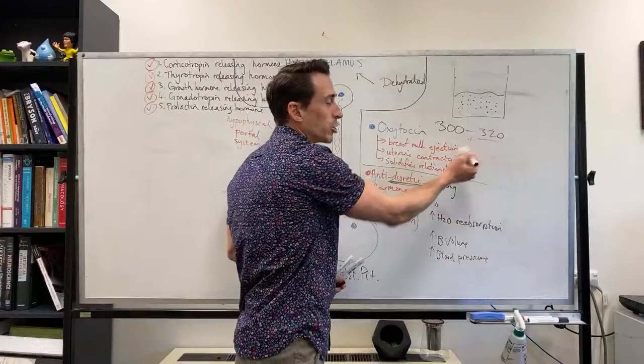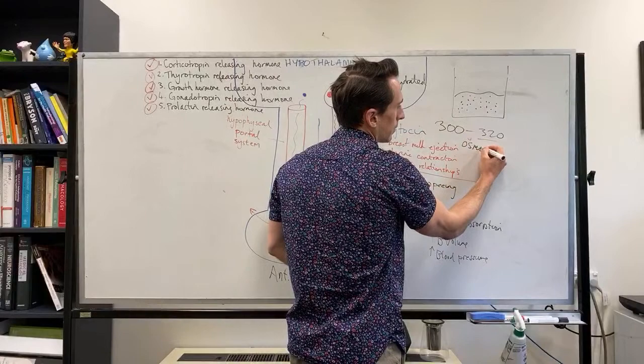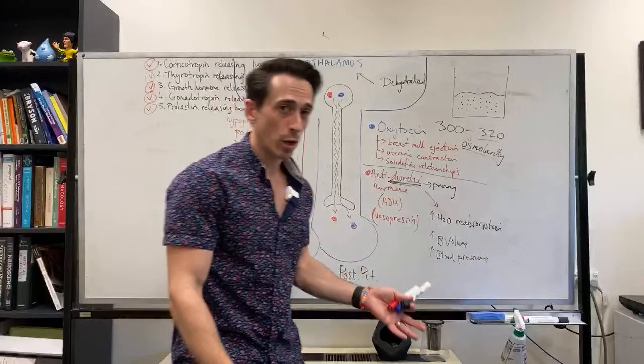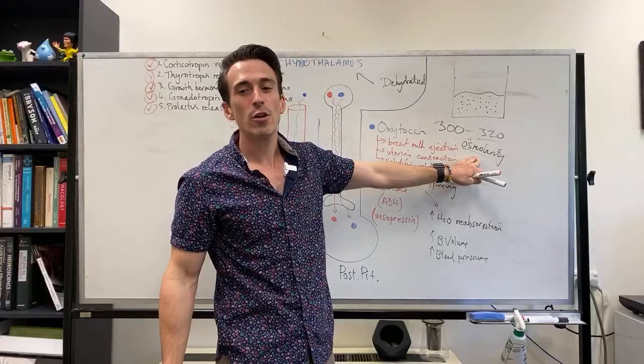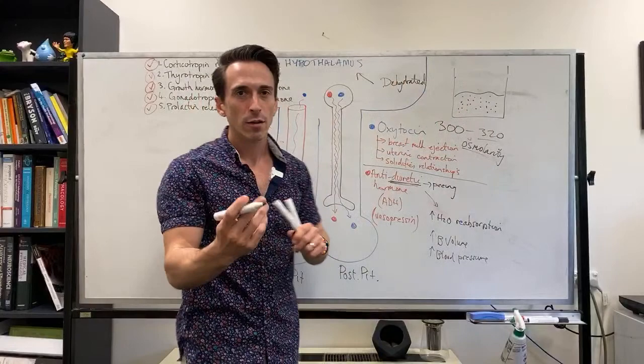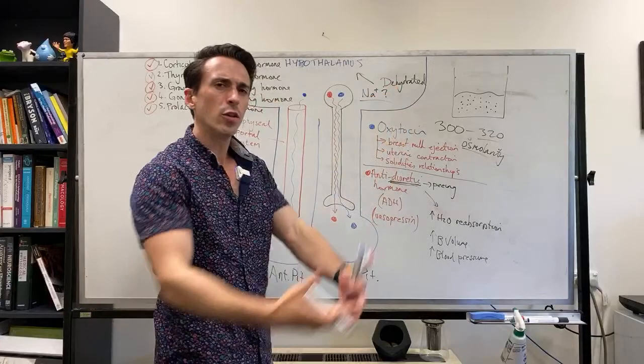Now, this change in concentration of fluid is called osmolarity. You've heard of osmosis. Osmosis is the movement of water that's determined by concentration changes. So when concentration changes occur, it's called osmolarity. If we go from 300 to 320, that's an increase in osmolarity, and this is what the hypothalamus measures. It measures changes in osmolarity. For example, it basically says, how much sodium is present in the fluid surrounding me? That's what it does. And if it's too high, it releases antidiuretic hormone.